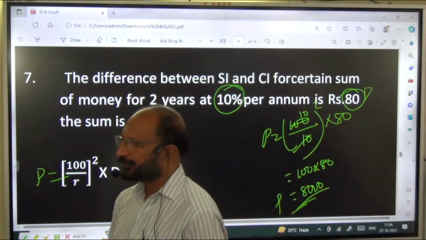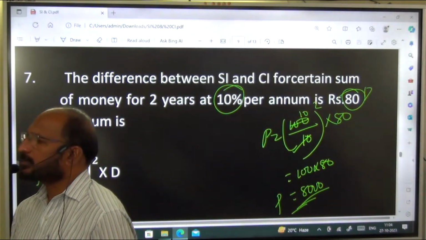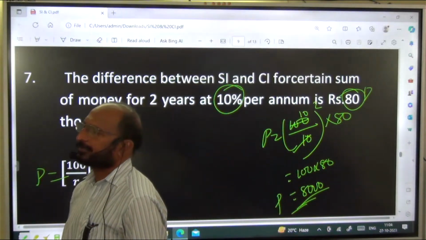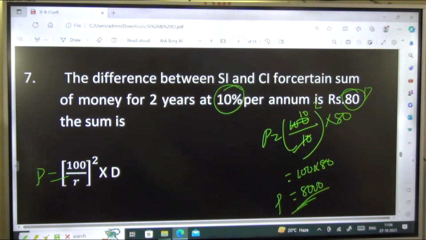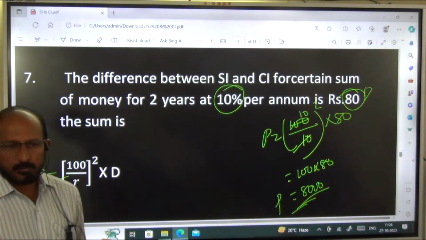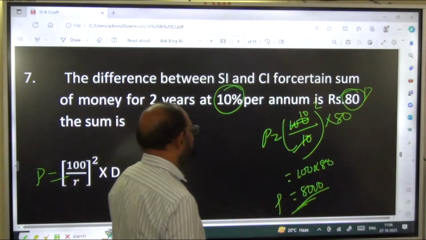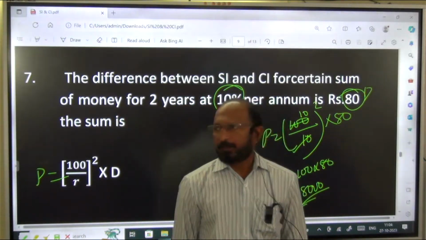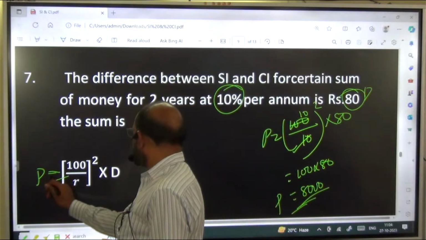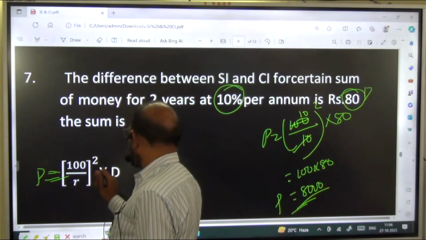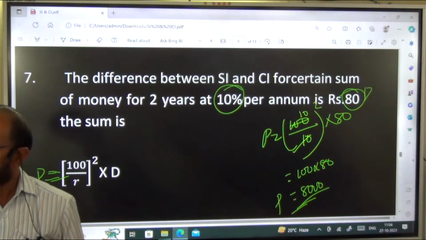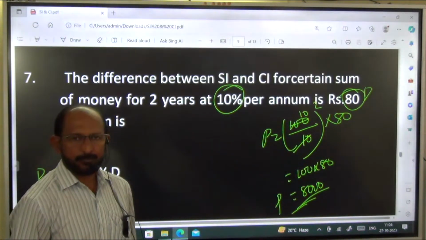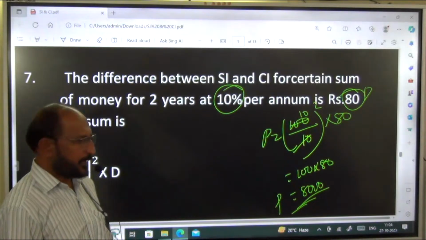Okay. Very good. Super. 8,000. Good. So formula application: to find the principal, 100 by R whole square into D. Okay. Next.